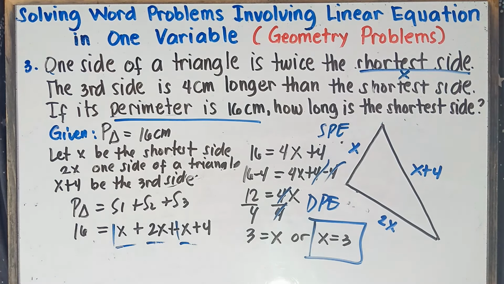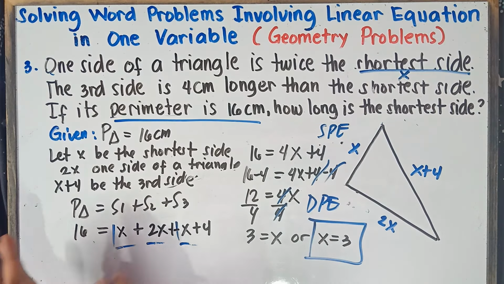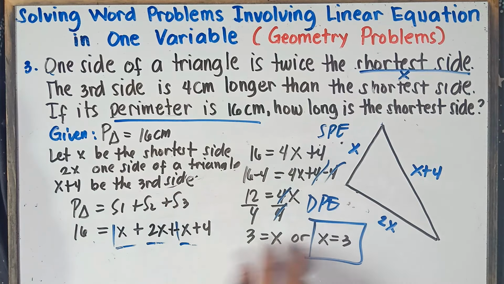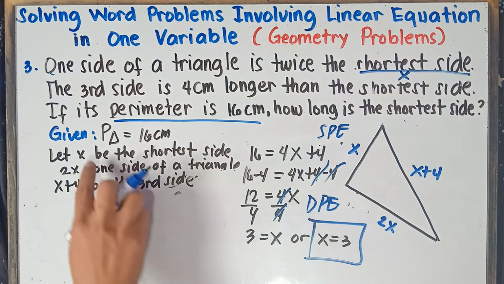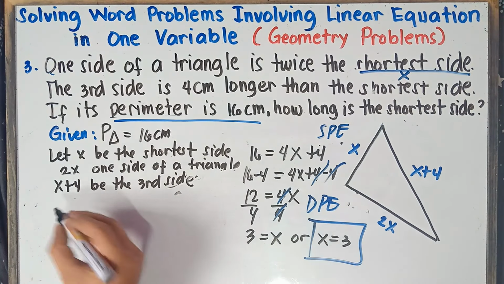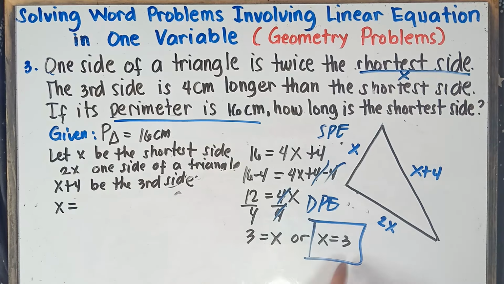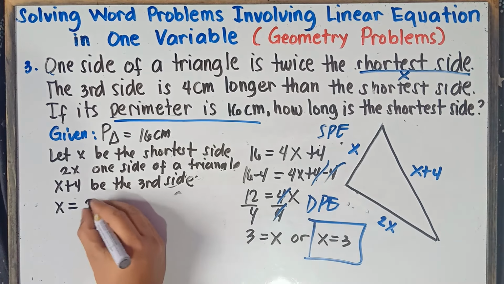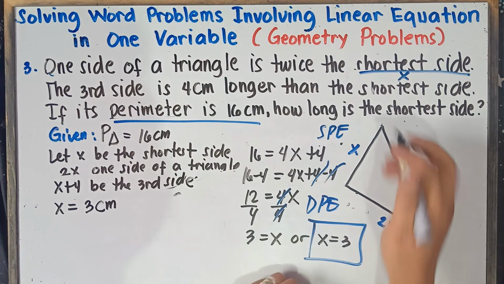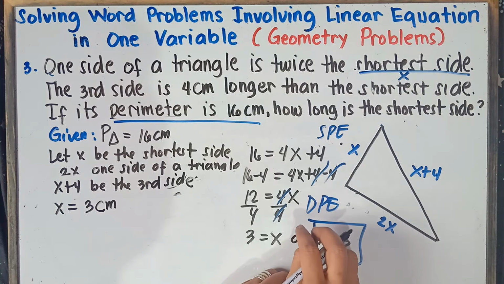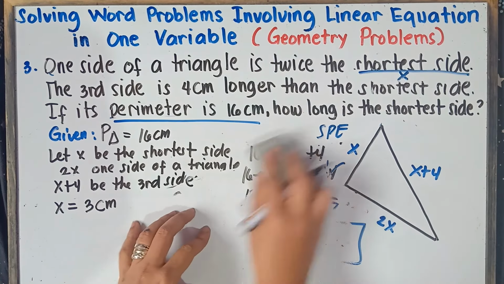We don't have enough space, class, so let me just erase this one. You can pause the video, class. We don't have enough space, so this will be our solution. So therefore, our x value, the shortest side, that would be 3. Do not forget the units: 3 centimeters for the shortest side. So this is 3 centimeters.